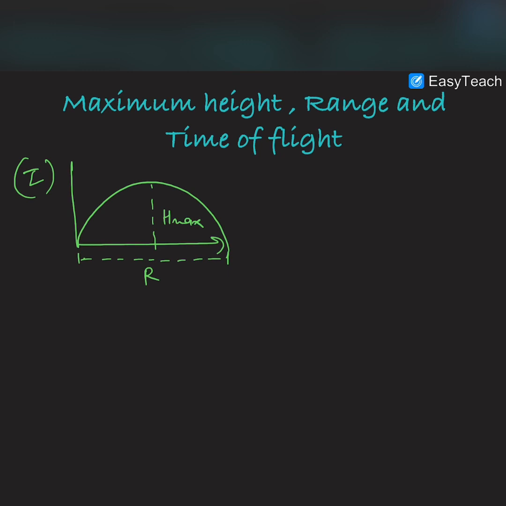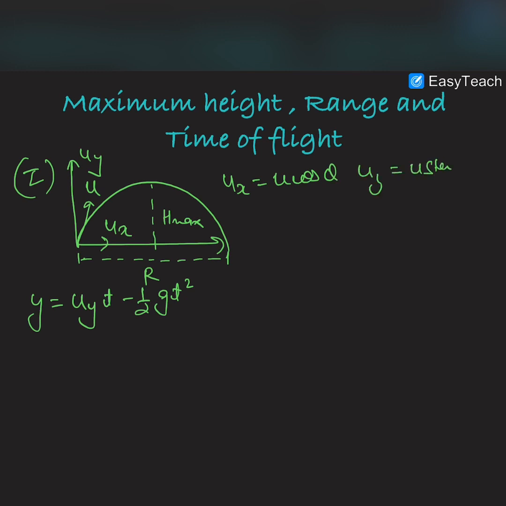Okay. So now, let us first of all focus on the time of flight, and let us first of all discuss that y is equal to uy into t minus half g t square. What I have done, I have applied the second equation of motion along the y-axis, y direction. This is ux and this is uy. Ux is equal to u cos theta, while uy is equal to u sin theta.